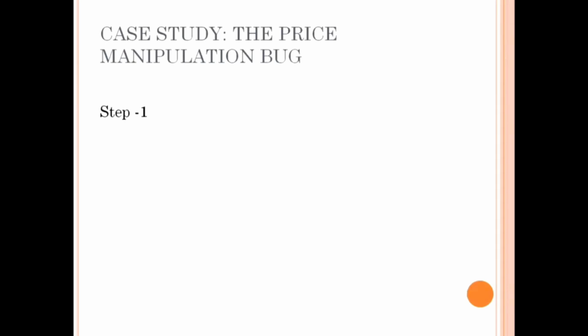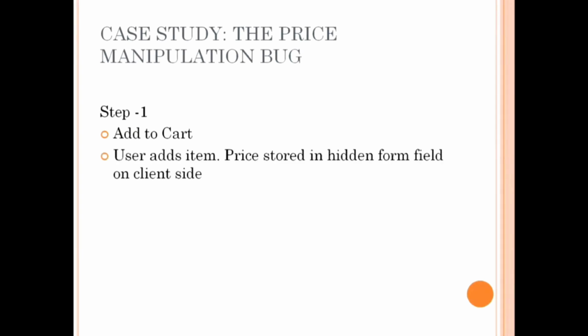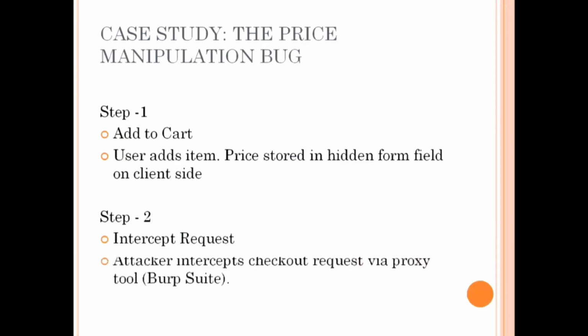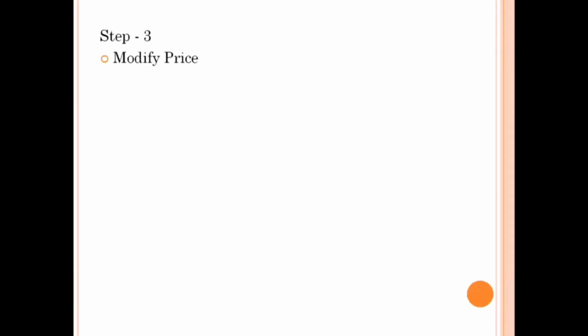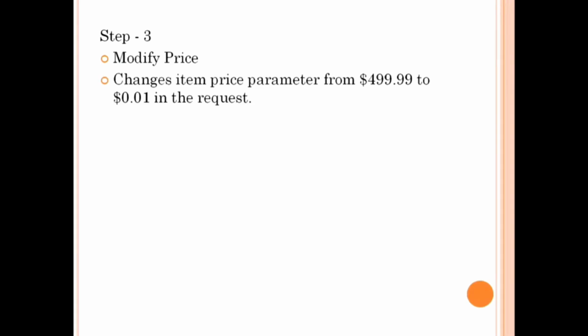Now, when it comes to a case study on the price manipulation bug, the first step is add to cart. The user adds items, and the price is stored in a hidden form field on the client side. Step 2 is intercepting the request. The attacker intercepts the checkout request via a proxy tool like Burp Suite. Step 3 is modifying the price, changing the item price parameter, for example from $499.99 to $0.01 in that request. The value can be changed depending on what we are doing.